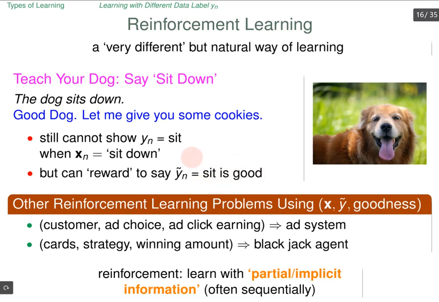So in reinforcement learning, we have x, the data that we want to show, and then y, expected. Usually we have these triplets: x, y tilde, and then goodness. Some other examples of reinforcement learning include customer ad choice, ad click learning in advertisement systems, and some blackjack agent games. In general, this kind of learning learns with partial implicit information, and usually sequentially.